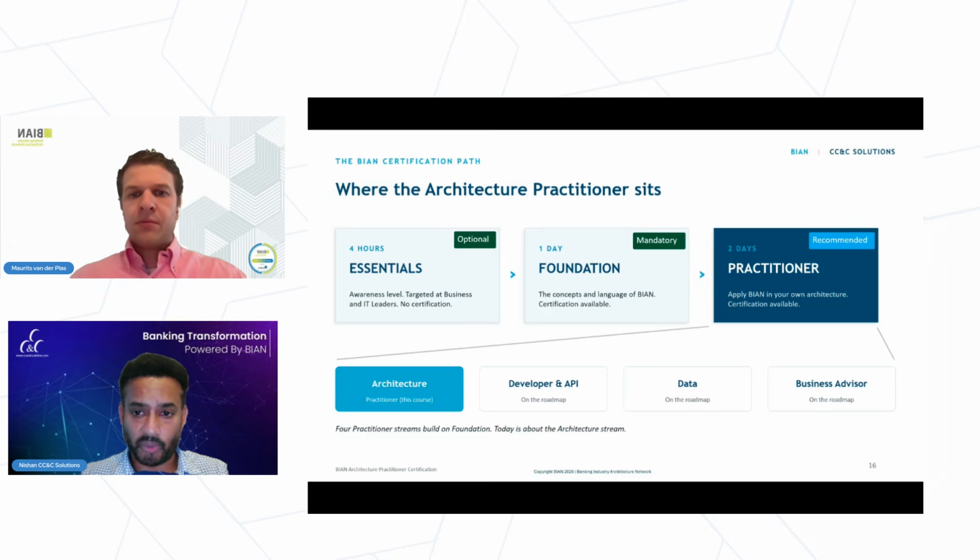Then you get into the practitioner courses. And this is where you go from that foundation into more specific application. And so that's been broken down into these 4. There's the Architecture Practitioner course, which is what we're talking about today. There's the Developer and API, the Data, and the Business Advisor course as well. So today we'll be focused on the Architecture Practitioner course.